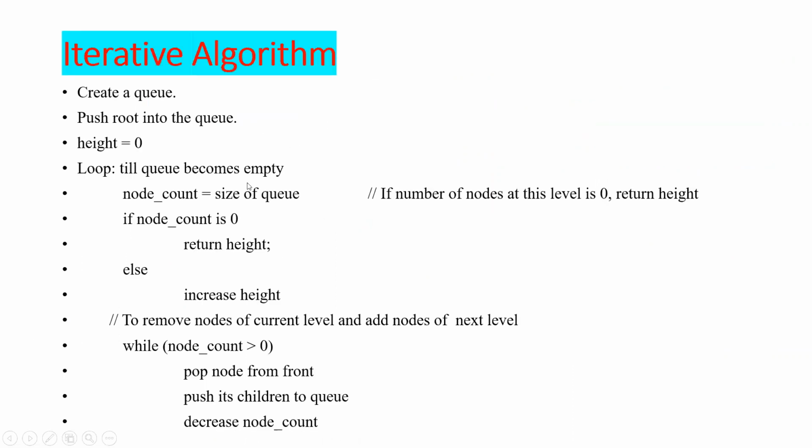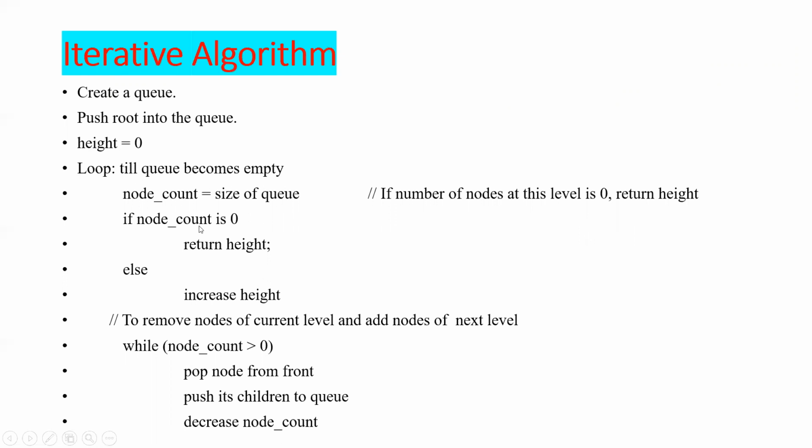Now we'll see how to find out the height without using recursion, or with the iterative version. For this purpose, actually we have to use a BFS traversal or the level by level traversal. As we are using the BFS traversal logic here, obviously we need a queue. So we'll create a queue. We'll insert the initial root into the queue. We are taking initially the height is equal to 0.